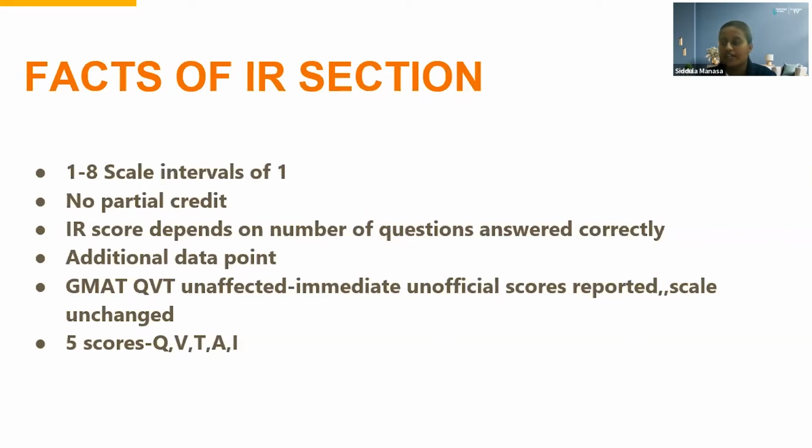And it's an additional data point that you can add to showcase yourself in front of your B school admission officers. So it will not affect your other scores. But at the end of the day, what do you see on your score report? All these 5 scores: quant, verbal, IR, AWA, and integrated reasoning.